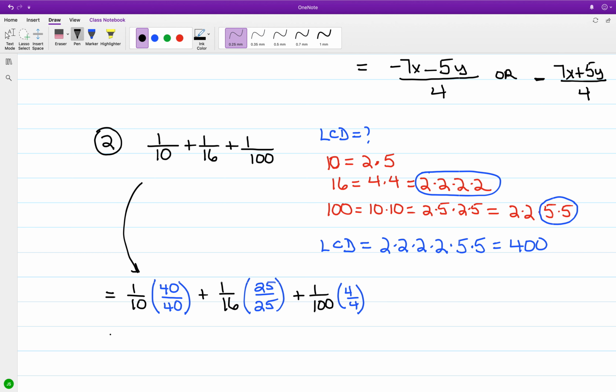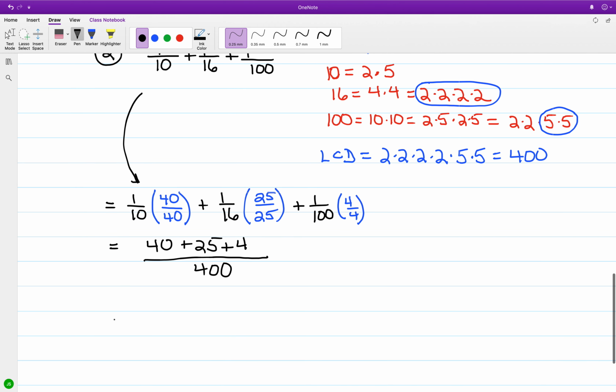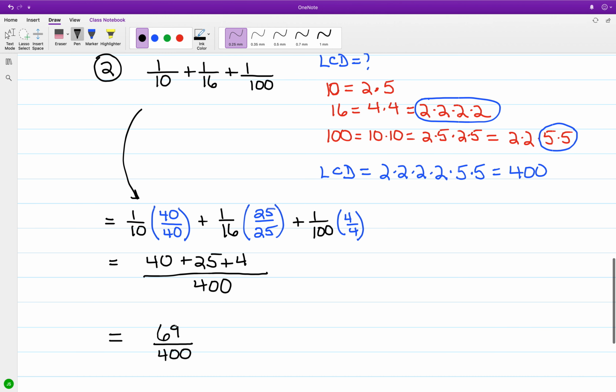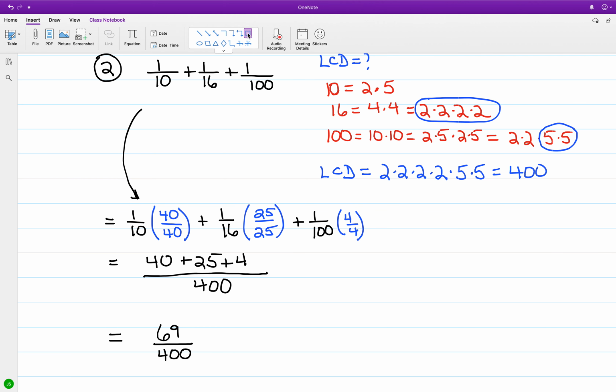Once we combine, we have 40 plus 25 plus 4 all over 400, and for the total we end up with 69 over 400. So again, 1/10 plus 1/16 plus 1 over 100 gives a total of 69 400ths.